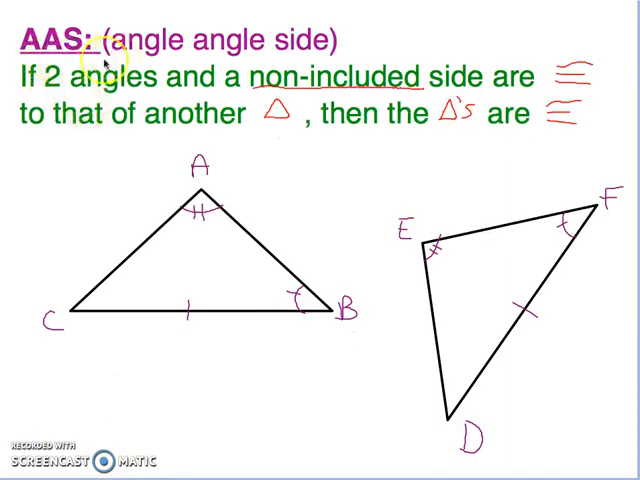The last theorem is angle, angle, side, which states that if two angles and a non-included side are congruent to that of another triangle, then the triangles are congruent. So this is kind of like the one I showed you on the last slide. Notice I have two angles marked and one side. The reason why it's angle, angle, side is because the two angles that are marked are my two angles, and then the side that's marked congruent is not in between the two angles.